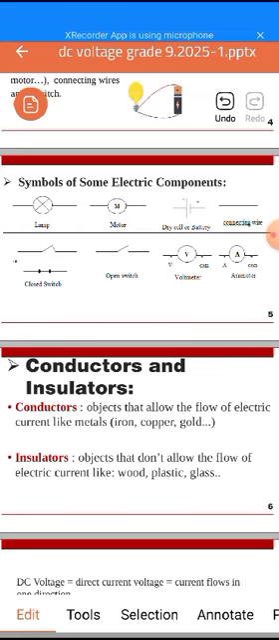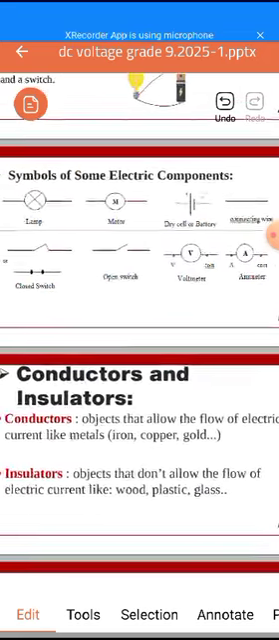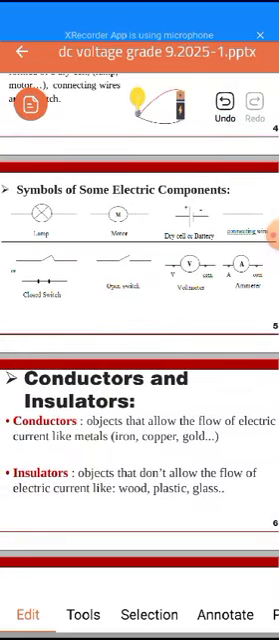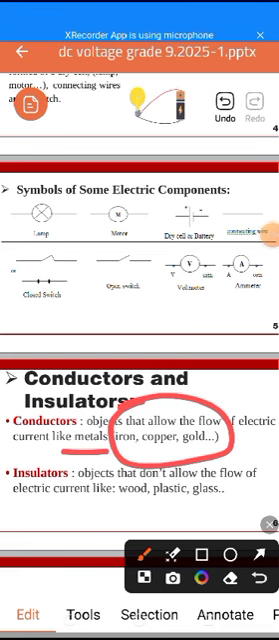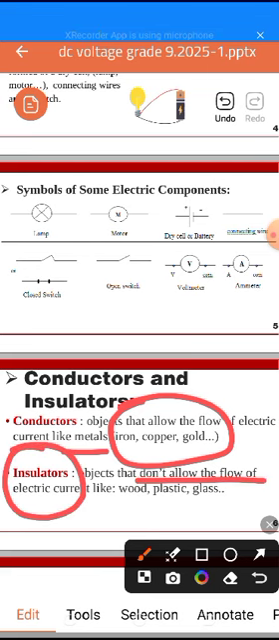The final thing in the revision: the conductors and insulators. Conductors and insulators are objects put in the circuit. Conductors are objects that can allow electric current to pass through them, like the metals. Metals could be iron, copper, gold, silver, nickel, etc. Insulators, unlike conductors, are objects that do not allow the flow of electric current in them, like wood, plastic, glass, cotton, etc.